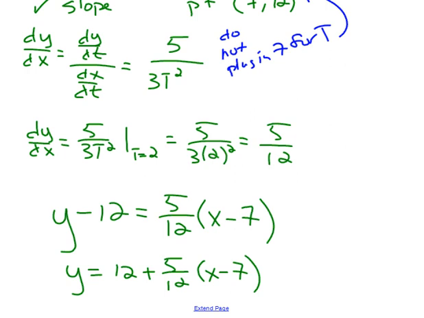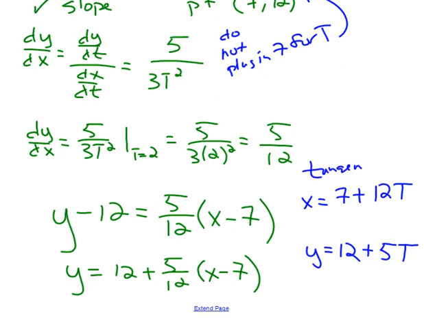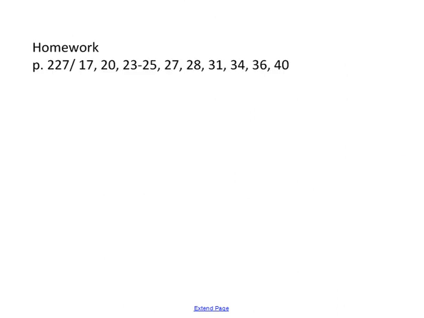You could also write this tangent line in parametric. If I wrote it in parametric, I'd take my point, (7, 12), and I would add my dx/dt in the x part. So that's going to be my 12t, and my dy/dt is my 5t. And there's a parametric equation for the tangent line. This again would be the tangent line, not the graph itself. Now you should have what you need to be able to do your homework, which is right there.